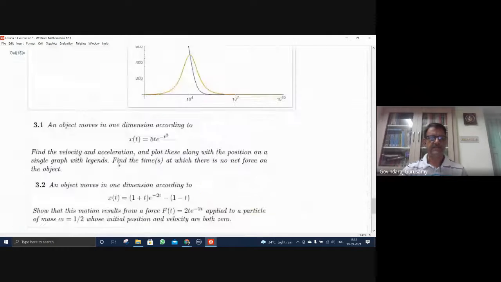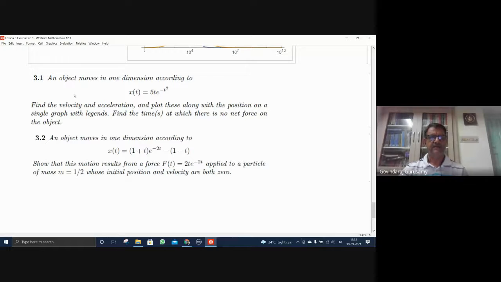Come to the fourth one. This is rather simple. We have done it. Only thing, a little additional. An object moves in one dimension according to x of t equals 5 e to the power minus t squared. Find the velocity and acceleration. This is the e to the power minus t squared. Plot these along with the position on a single graph with legends. Add legends. Find the times at which there is no net force on the object.